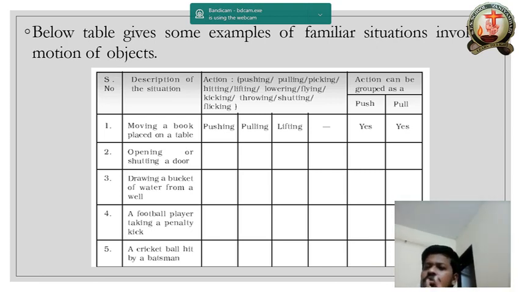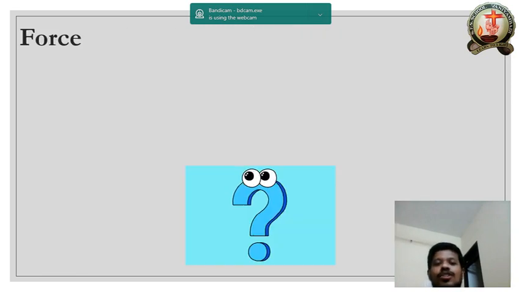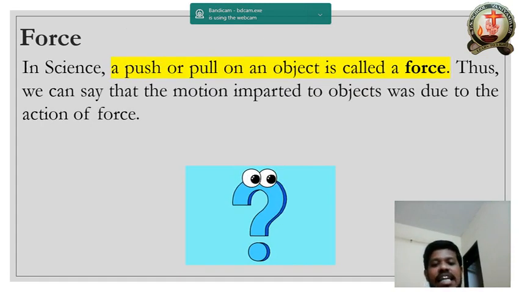So now you might have got one idea. Among all these situations, what type of force is being applied? Yes, the major force which is being applied in all these situations is either push or pull. Right? Now, what is a force? A force is nothing but, in science, the push or pull of an object is called force.